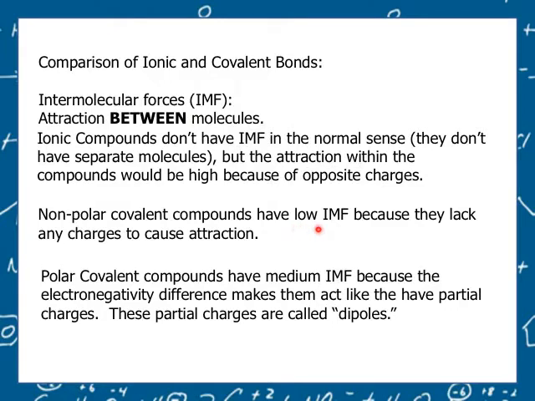Nonpolar compounds have very low intermolecular forces, low attraction between two separate molecules, because they lack any charges. So there isn't a positive charge and a negative charge on neighboring molecules to attract each other. Polar covalent compounds have intermediate intermolecular forces because they have partial charges. It's not as strong as the full charges in ionic compounds, but it's definitely stronger than the lack of any charges in nonpolar covalent compounds.